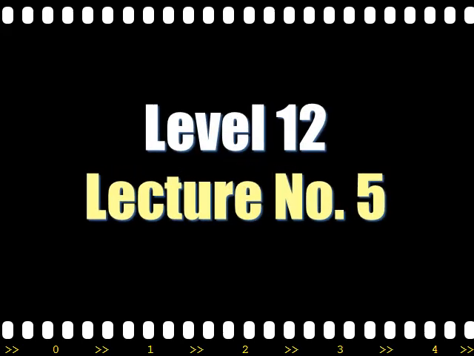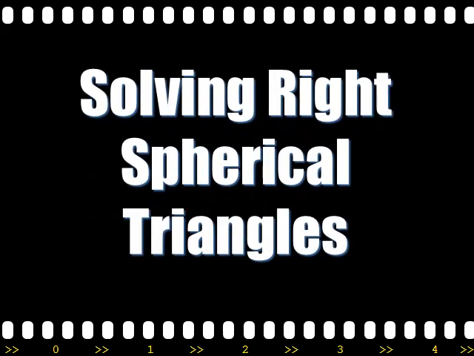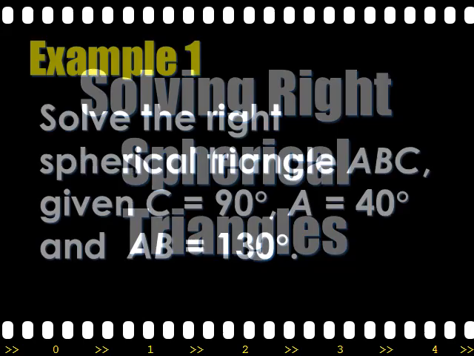Okay, so this is level 12, lecture number 5. Before you study this, make sure you have first mastered lectures number 3 and 4, because you will need them to understand this part of the lesson more easily. So, level 5 is about solving right spherical triangles. This is the application of everything we learned from lesson 1 to lesson 4.